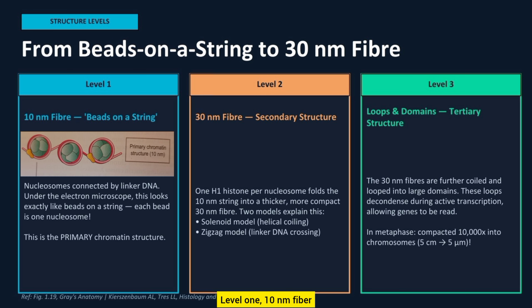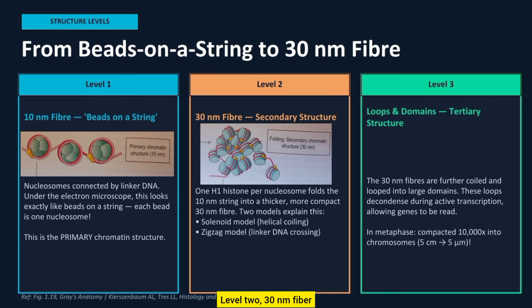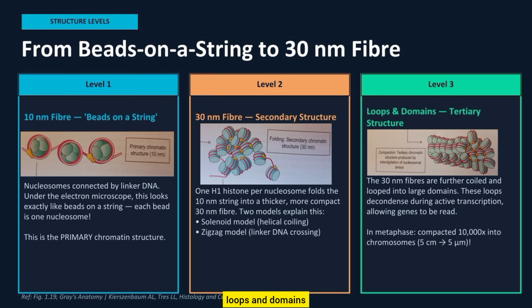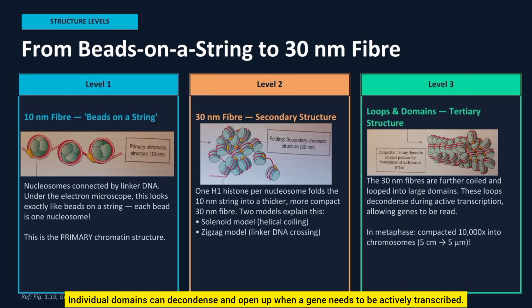Level 1, 10 nanometers fiber. The beads on a string. This is the primary structure. Level 2, 30 nanometers fiber. H1 histone folds the 10 nanometers fiber into a thicker, more compact structure. This is the secondary structure, and it is where most chromatin exists in a resting cell. Level 3, loops and domains. The 30 nanometers fibers are coiled and looped into large domains. This is the tertiary structure. Individual domains can decondense and open up when a gene needs to be actively transcribed.